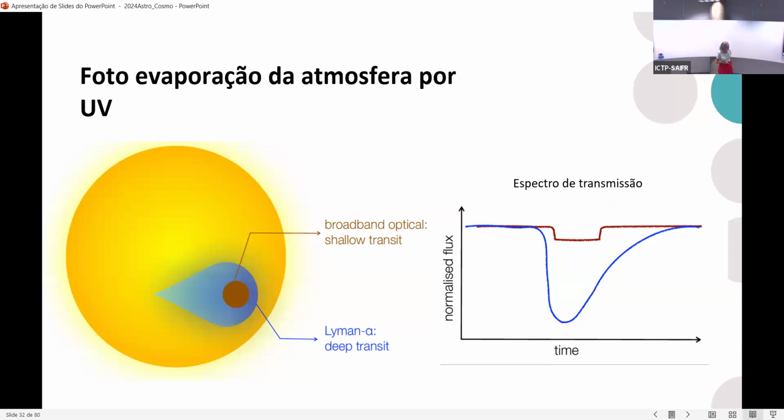And this is just an illustration of how we could detect the atmospheric evaporation due to ultraviolet light. So this is what the optical observation of the transit looks like, and this is what the transit will look like in the ultraviolet. Basically, because the atmosphere will have a comet-like structure because it's being blown away, for instance, by photoevaporation.